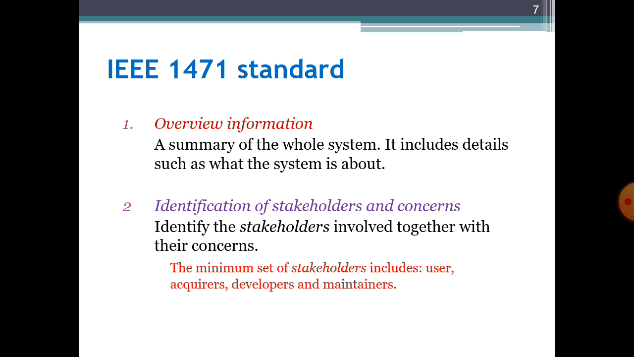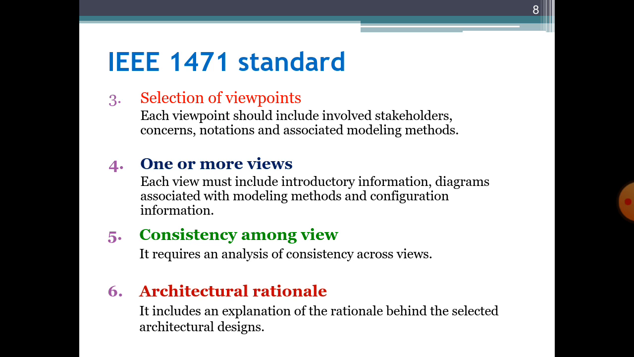And now the third one is the selection of viewpoints. Basically each viewpoint should involve stakeholders, concerns, notations, and their associated modeling methods. And the next one is one or more views, where each view must include introductory information, diagrams associated with modeling methods, and configuration information. And then we look into consistency among the views and architectural reasoning or rationale, which includes the explanation of the thinking behind the selected architectural design.